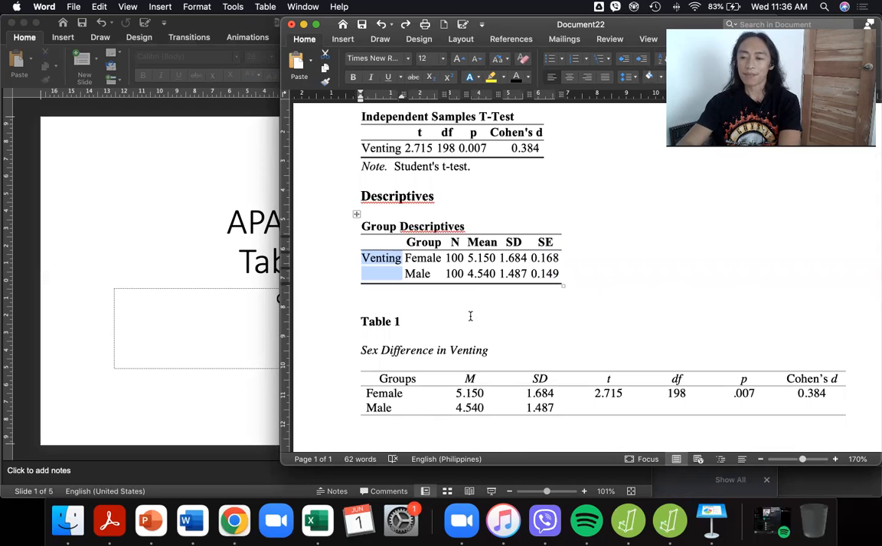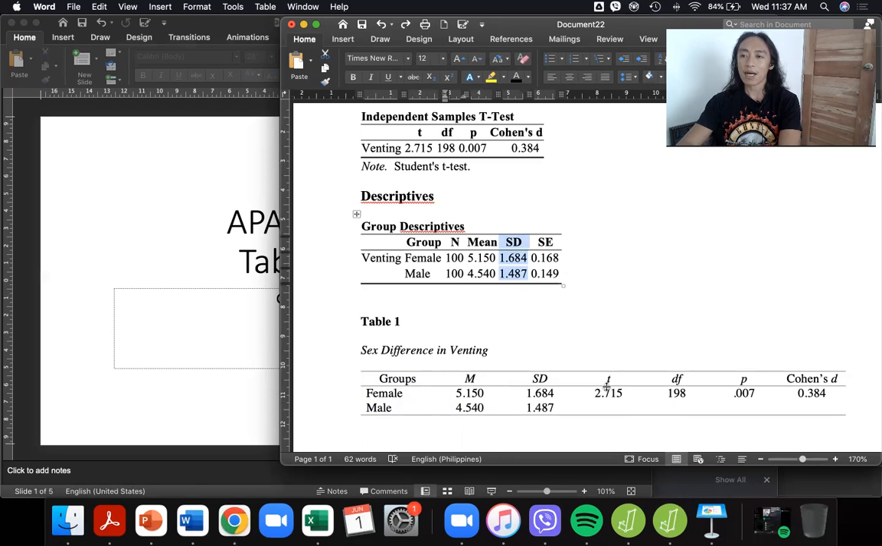Let's take a look first. On this side of the table, you'll notice that I placed my descriptives. So I've indicated my groupings. We're dealing with sex differences, so there are two groups, the group of females and the group of males. And then for the next column, we have their means. So this is the mean for females, I got this from here. And this is the average venting of males, I got this from here. And of course, the standard deviation, which I got from this column.